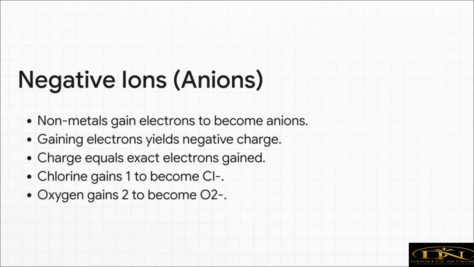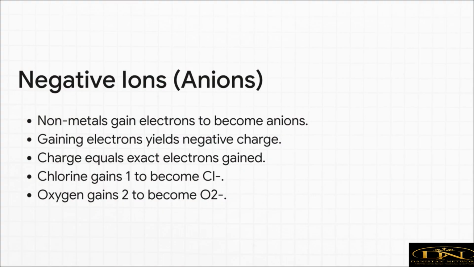Take chlorine, for example. It starts out totally neutral with 17 protons and 17 electrons. But when it aggressively grabs one extra electron from a metal, it becomes the chloride ion, Cl-, with a -1 charge. Oxygen? Well, it needs 2 electrons, so it forms the oxide ion, O2-. Basically, the exact number of electrons gained rigidly dictates that final negative charge.